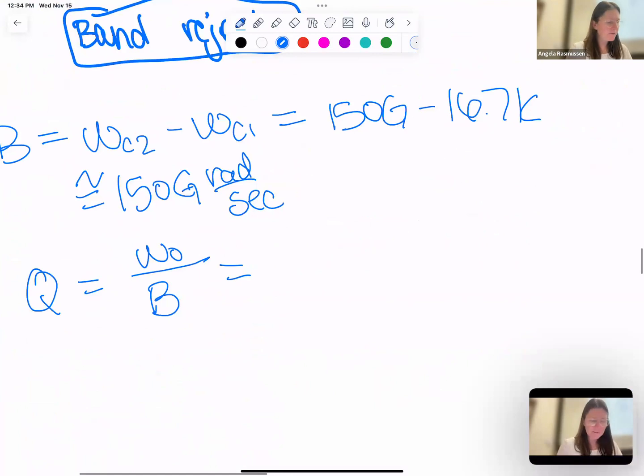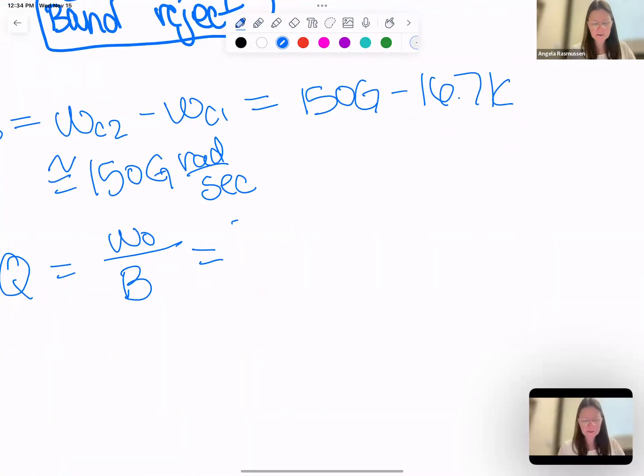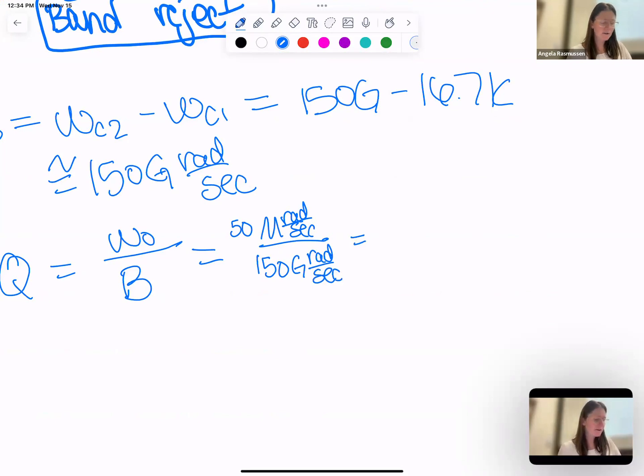Which looks like it's about 50. Yeah, we're in the 50s there. So 50 mega radians per second over 150 gigaradians per second. So we get a Q factor of 1/3 milli.